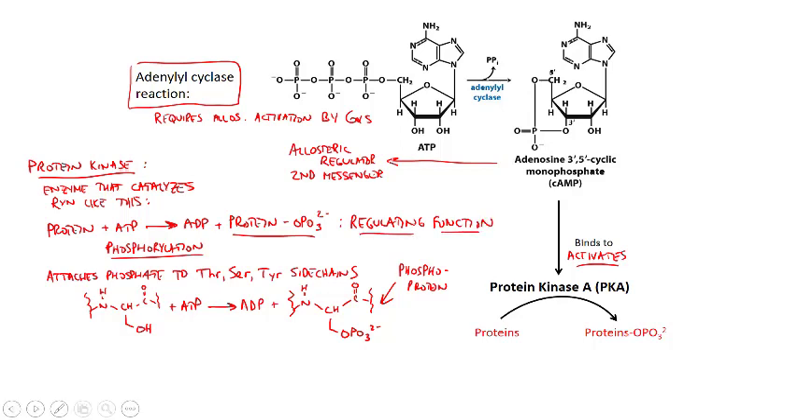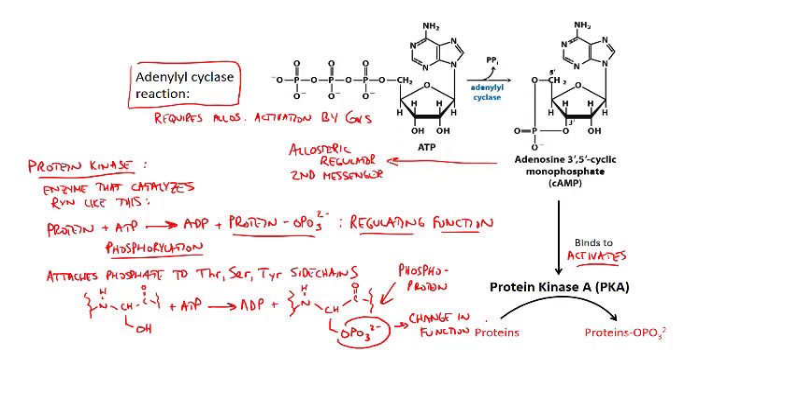Right? Now ask yourself, why would putting a phosphate group on a serine side chain or a threonine side chain lead to a change in the function of the protein? In fact, it's very, very common. Most organisms that aren't bacteria regulate protein function in this manner by attaching phosphates to the side chains of certain amino acids. So ask yourself that.